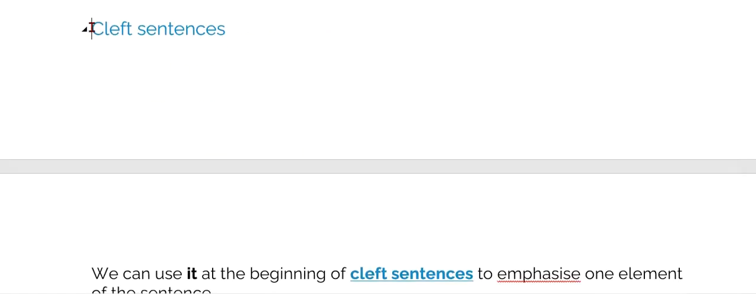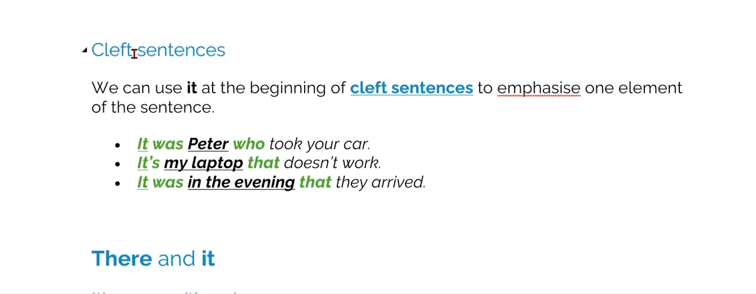So, next part, cleft sentences. We can use it at the beginning of a cleft sentence to emphasize elements of the sentence. Let me just give you a brief explanation about what cleft sentences are. Everybody, we use cleft sentences in the English language to emphasize one part of a sentence. I will make a video about cleft sentences later, and you can watch that video as well.